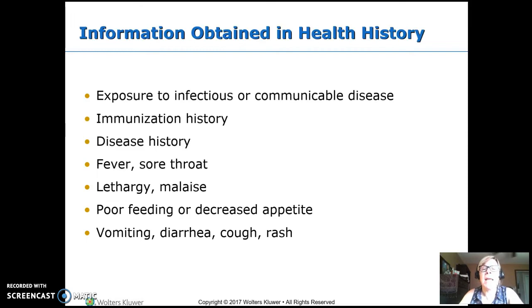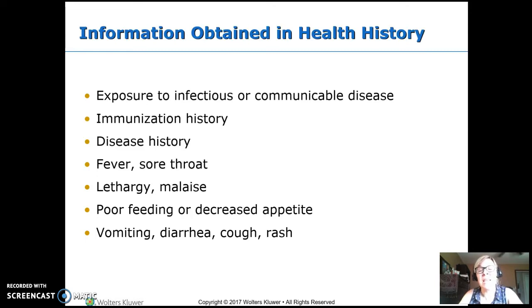So when you obtain a health history, you want to ask about exposure to infectious or communicable diseases. And we want to ask in the last month. Most of these have a pretty long incubation period. And people will think, well, where were we last weekend? No, where have you been in the last month? And has anybody broken out?